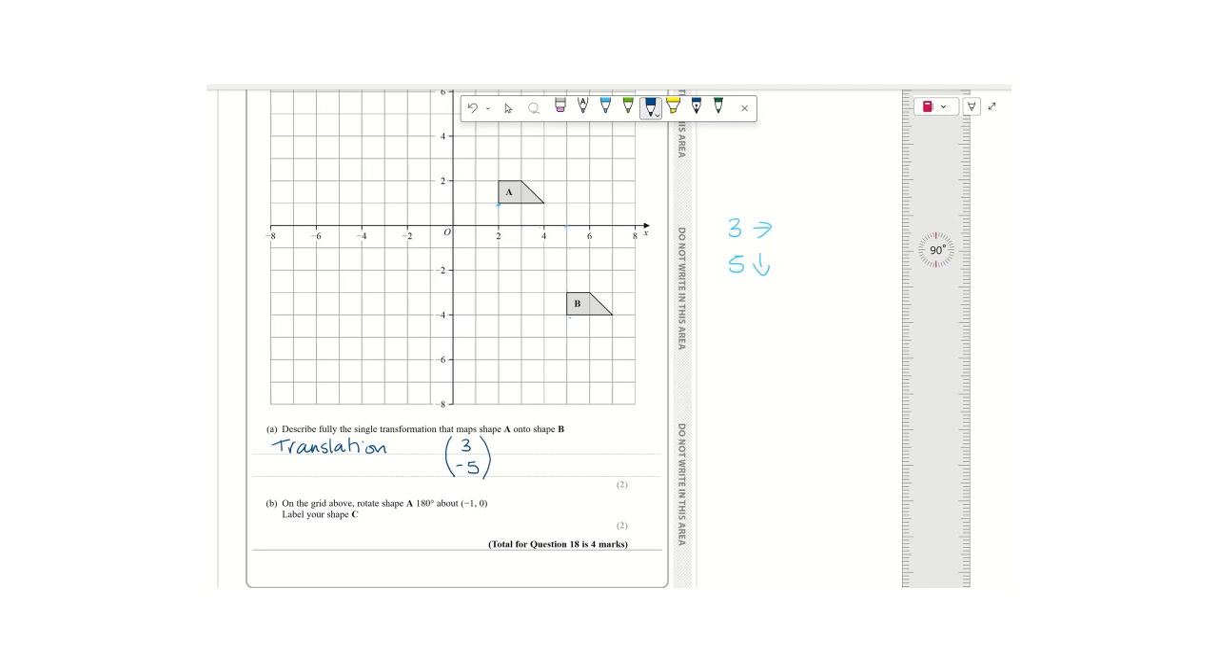On the grid above, rotate shape A 180 degrees about -1, 0. So -1, 0 is here. You will be asking for tracing paper at this point. And it will come there. Yeah, that's right. But that's tricky without tracing paper. Okay, so you will get tracing paper in your exam if you ask for it.